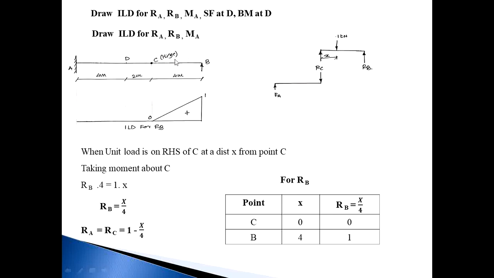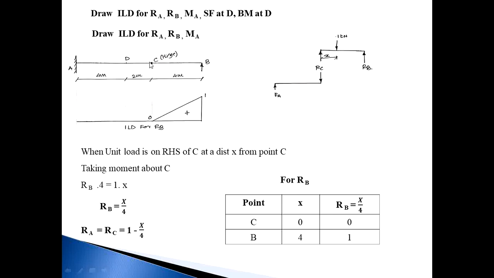So this is the given beam A, C, B. At point C there is a hinge, at point B is a simple support, and at A is a fixed support. AD is 4 meters, DC is 2 meters, and BC is 4 meters. So first of all, we draw ILD for RA, RB and MA.